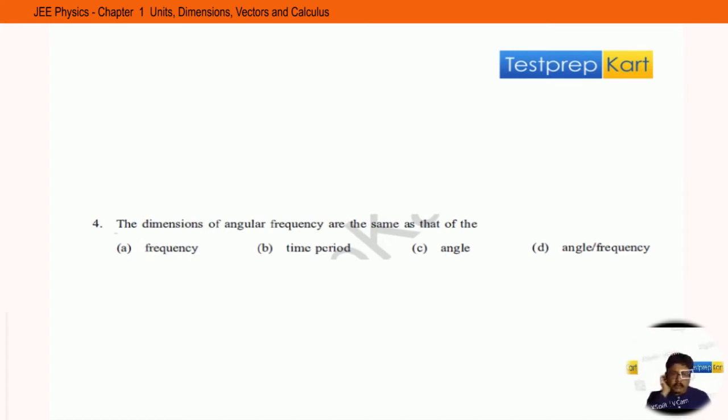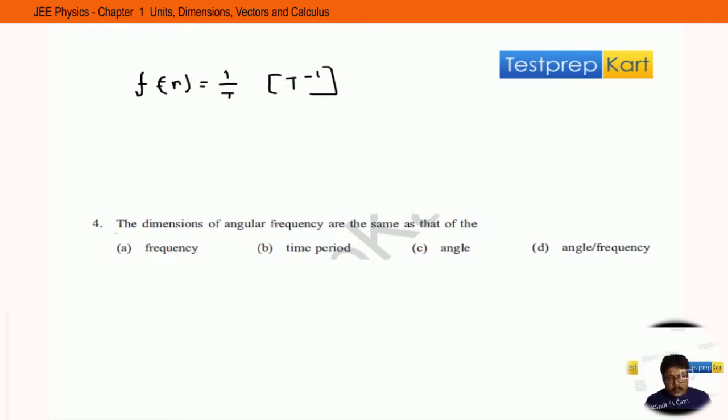The dimension of angular frequency are the same as that of the... So if it is an angular frequency or something, it is an F or it is L, there's nothing, we can just apply it as 1 by t, right? So, dimensions of angular frequency is 1 by t, means it is t to the power negative 1.